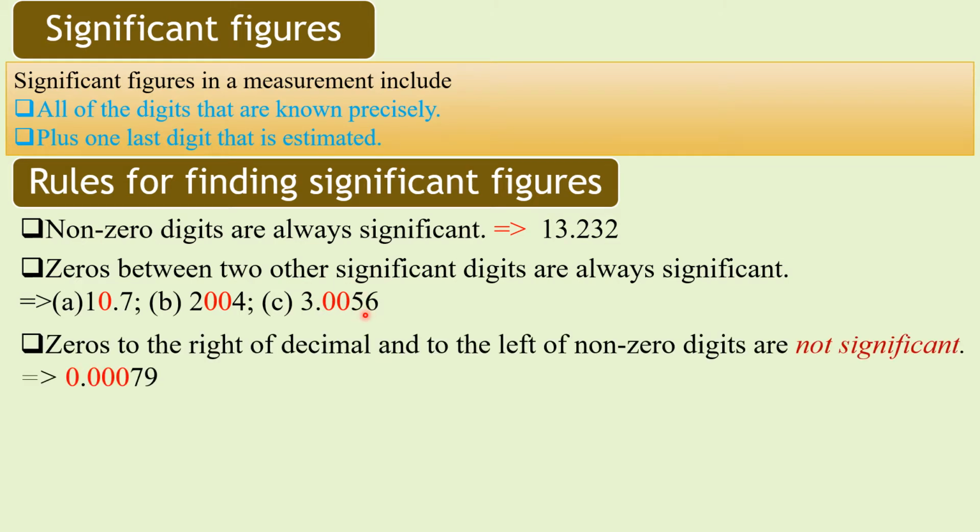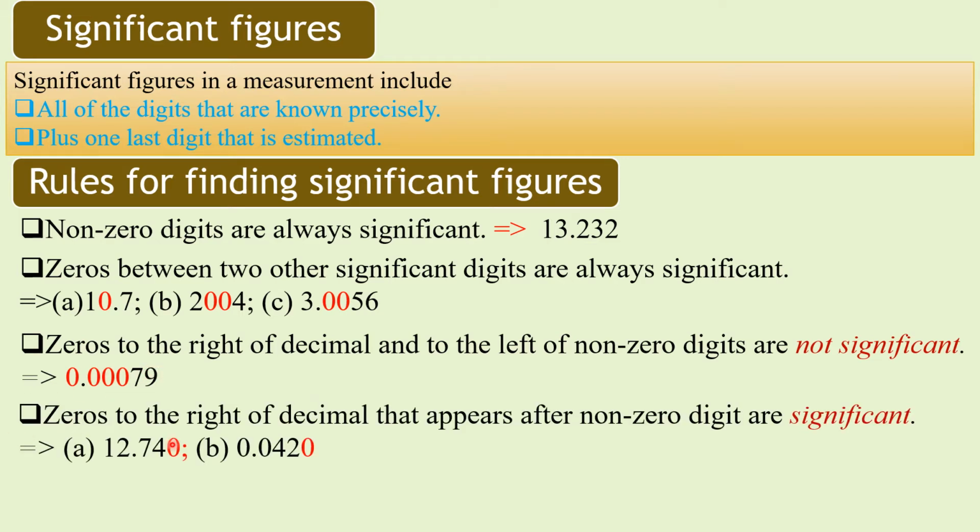Zeros to the right of decimal and to the left of non-zero digits are not significant. In 0.00079, there are only two significant figures, that are 7 and 9, because these zeros are to the right of decimal and to the left of non-zero digits that are 7 and 9. So these zeros are not significant figures and we have only two significant figures, 7 and 9.